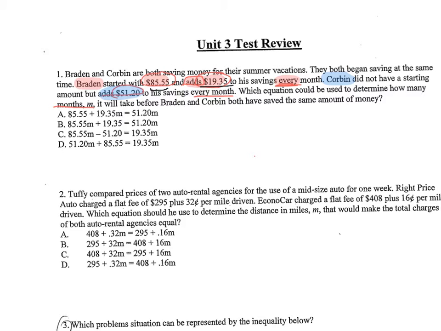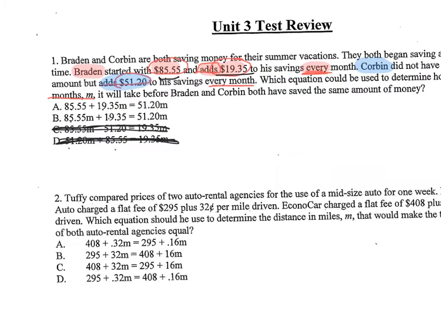So I should have 85 and 19. A has 85 and 19. That's good. C has 85 and 51. That's not going to work. And D has 51 and 85. That's also not going to work. Okay, so now I want to go back and see where my variables should go. If I started with $85.55 and I add $19.35 every month, that's going to have my variable, because it already told me that months, M, was our variable. So $19.35M, and it looks like only A has that option for us.